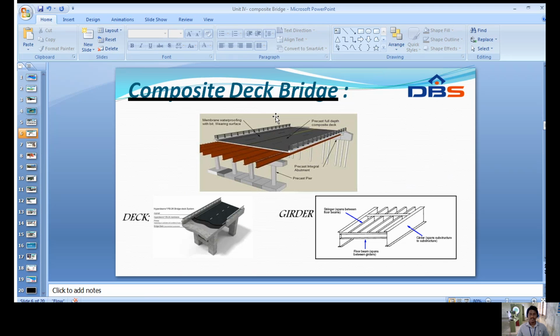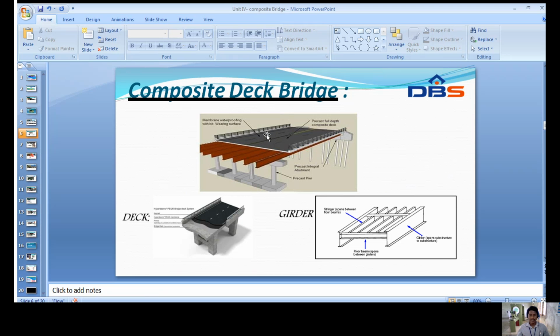What is meant by a deck bridge? Coming back to our topic, what is meant by a composite deck bridge? Composite is a term that is nothing but a combination of materials. A combination of two or more materials is known as composite. Here, composite includes both materials, concrete and steel. If we lay a bridge using both materials following Indian standards, that comes under a composite deck bridge.